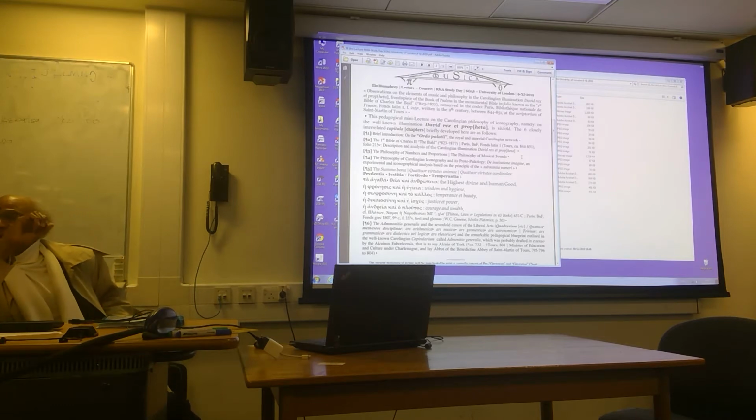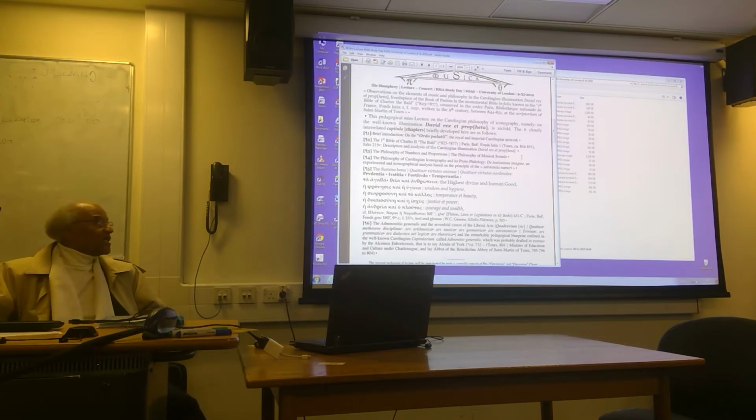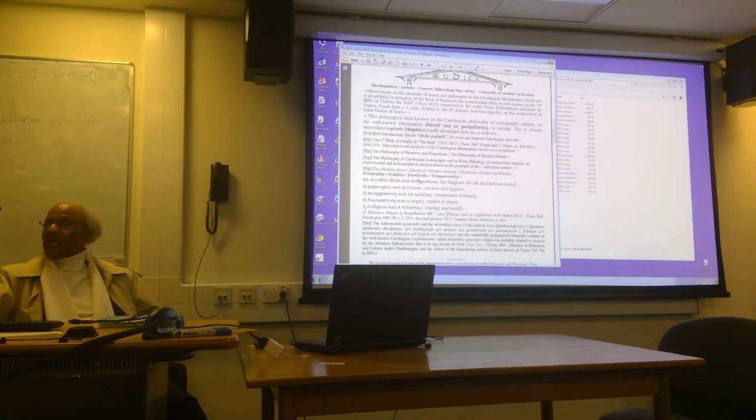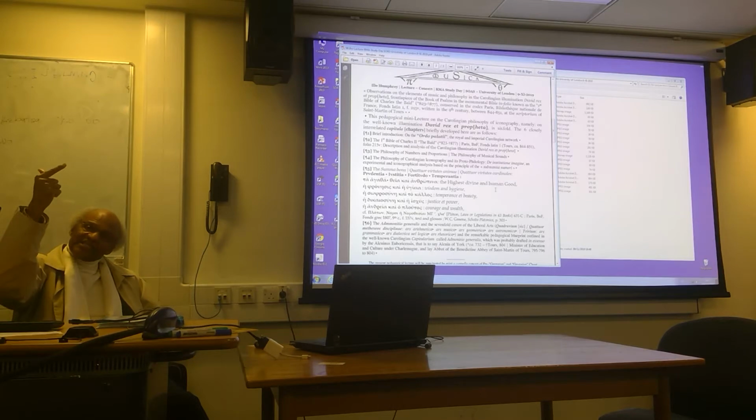philosophy of iconography, namely on the well-known illumination David, Rex, et Propheta, is sixfold. The six closely interrelated capitula, that means chapters, briefly developed here are as follows. A brief introduction on the Ordo Palati, which means the royal and imperial Carolingian network of monasteries and cathedrals. This Ordo Palati has a double utilization, a double role. It is a political role and it's also a cultural role.